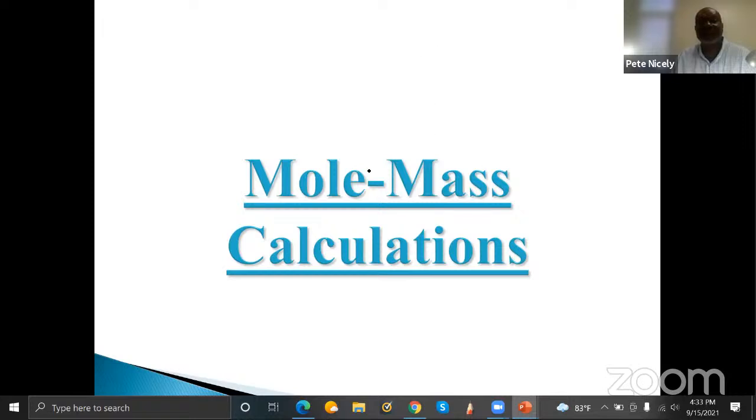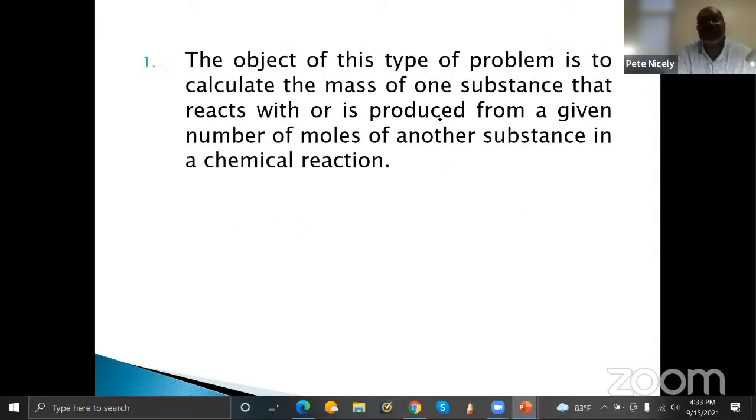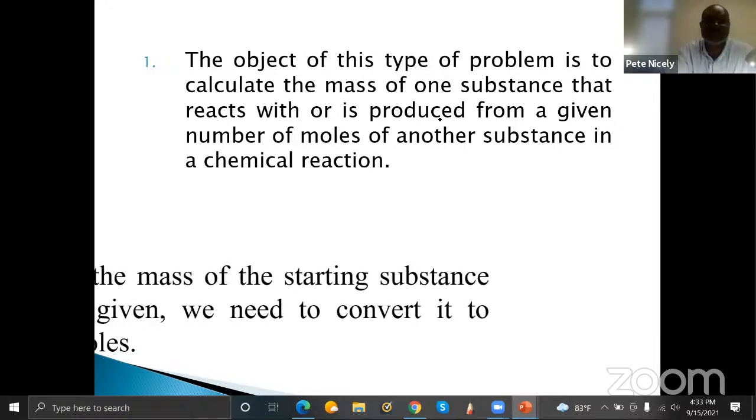Okay, so let's move on now to another type of stoichiometric problem, but this time we'll be looking at how we do mole to mass calculations, or vice versa, mass to mole. So basically you're given, let's say, the moles of one substance, and you're asked to determine the mass of another substance involved in a reaction based on the balanced equation. All right, so the object of this type of problem is to calculate the mass of one substance that reacts with or is produced from a given moles of another substance involved in a chemical reaction, right?